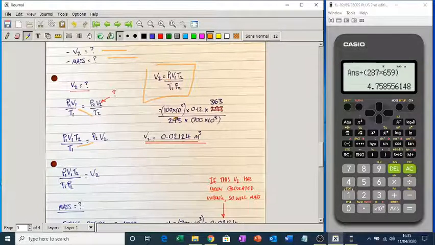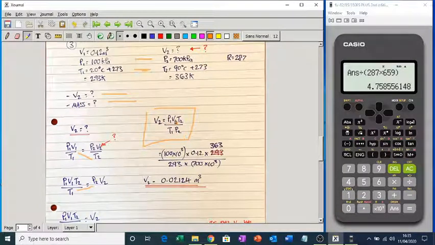So P1 is 100. V1 is, no, put 0.12. Temperature is 363. Just be careful you don't do like I did. Look. T1 is 293 and P2 is 700. So this will give us what happens to the volume.